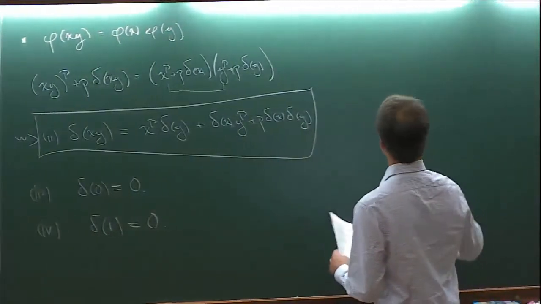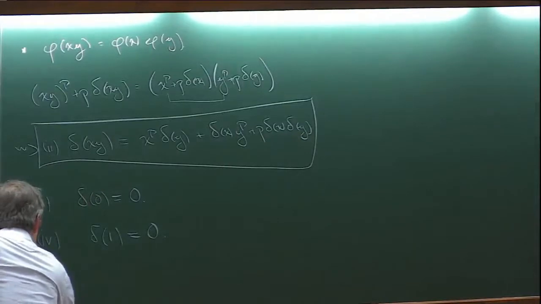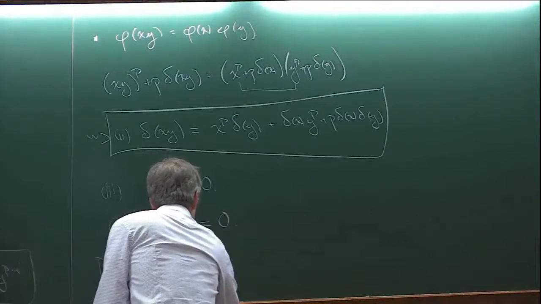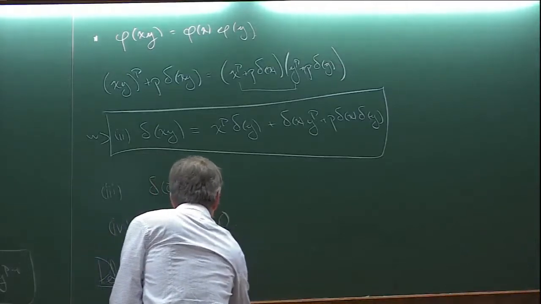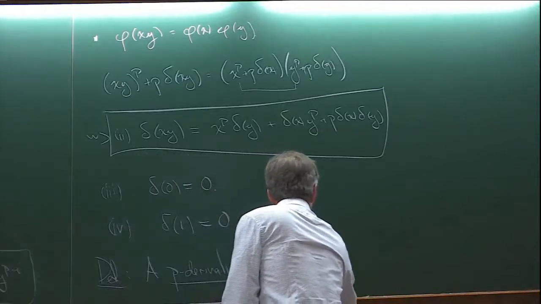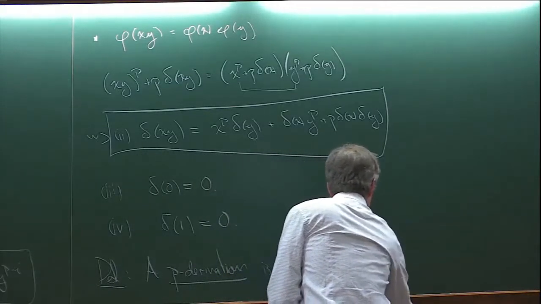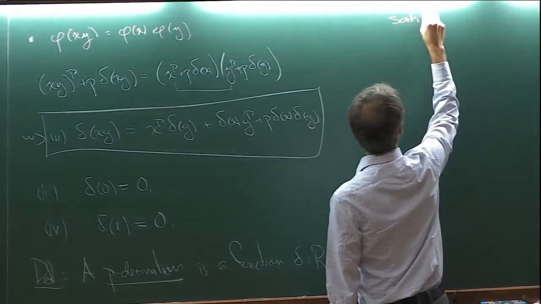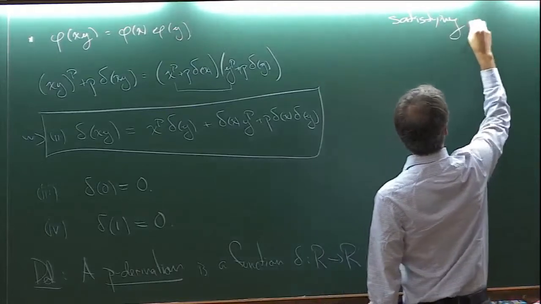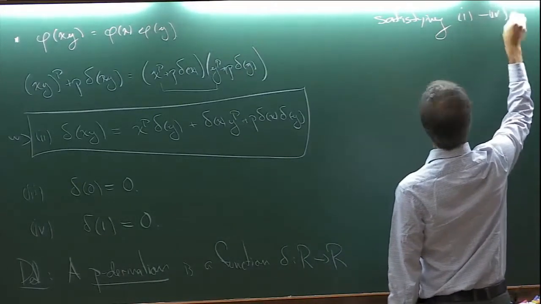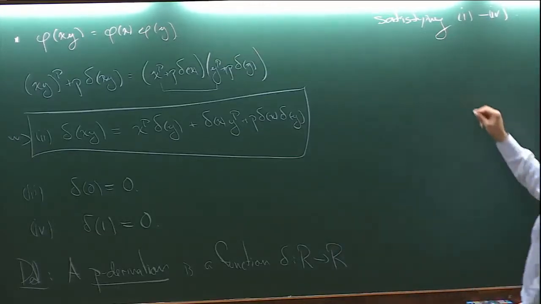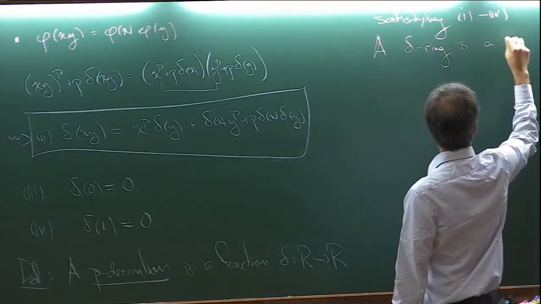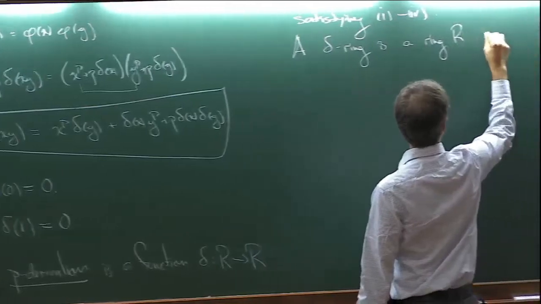Okay, so let me just say this quickly. A p-derivation is a function, a set map, delta from R to R, satisfying axioms 1 through 4. And a delta ring is a ring R equipped with a p-derivation.